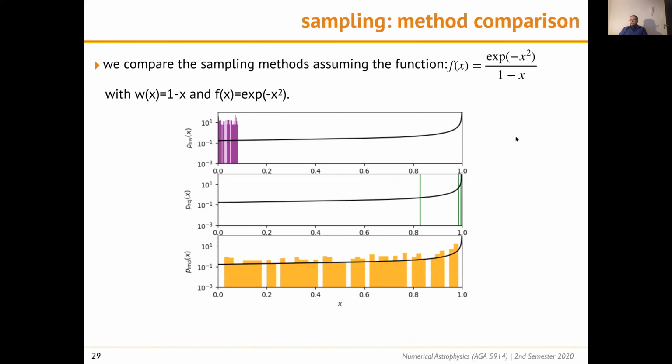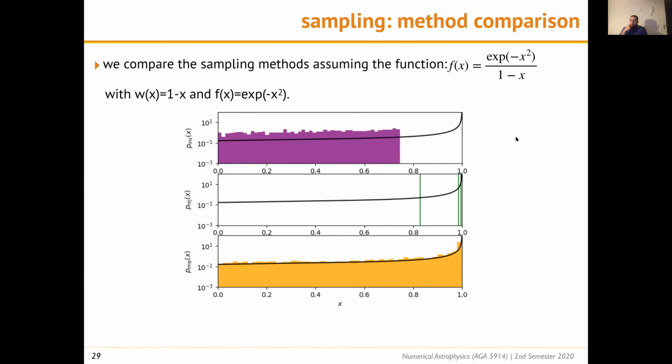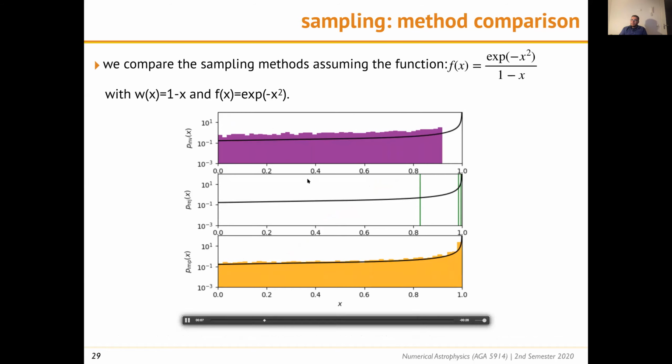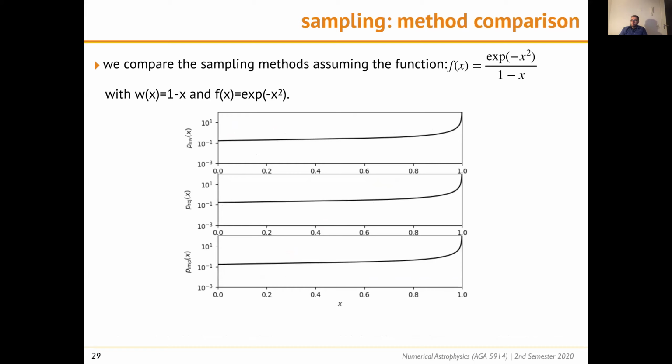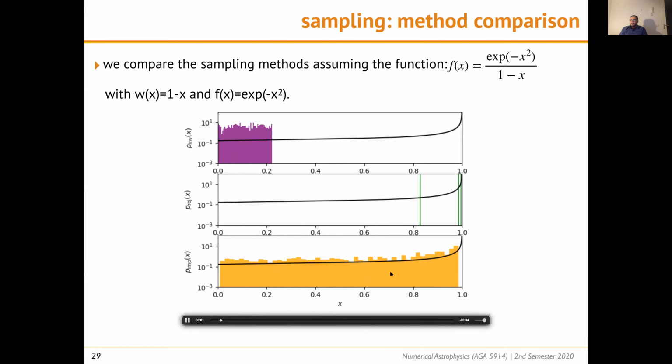Here is an example of the different methods as n increases, as the number of samples increases. I don't know what happened with the rejection. You can probably check this code on GitHub later. But as you can see, the importance sampling converges much faster than this one. So let me go back. You see, this one already kind of converged, and this one is still getting there, because this function is not trivial and requires larger samples.